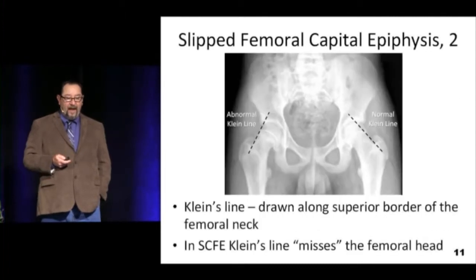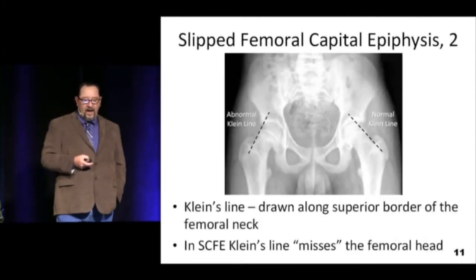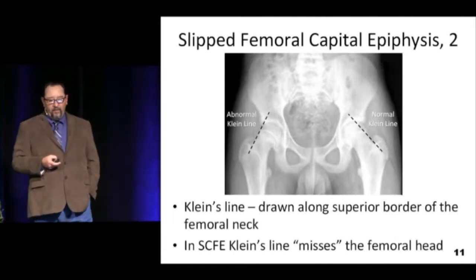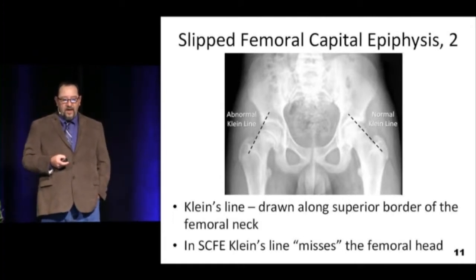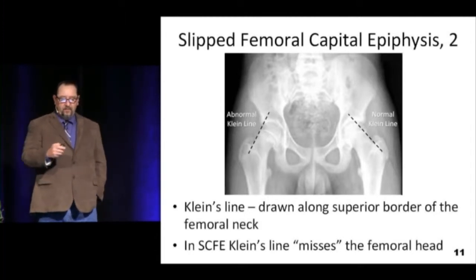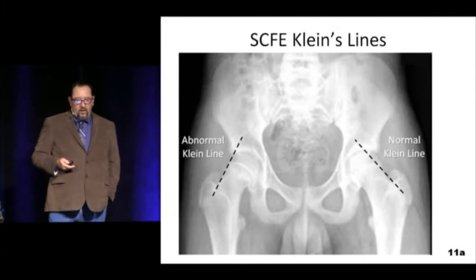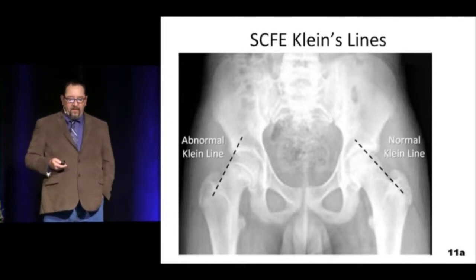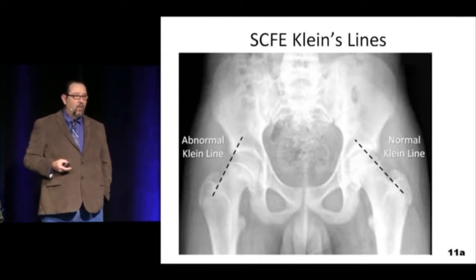This too can be bilateral on occasion, and Klein's line is the line you're looking for. It's drawn along the superior border of the femoral neck, and Klein's line should contact the femoral head. It should go through the corner of it. If it misses the femoral head, it's slipped off towards the medial side. So here we see a normal one on the left. It's not a great image, but it's hitting the femoral head. And then the one on the right is just barely nicking the corner. It's missing it more than it's hitting it.